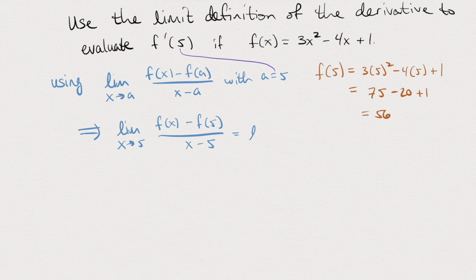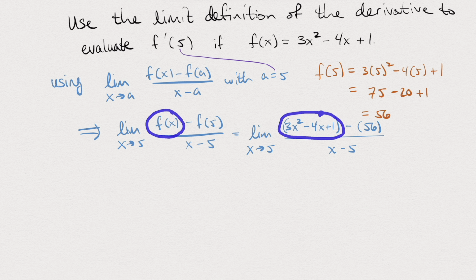So this equals the limit as x goes to 5 of f of x, which is 3x squared minus 4x plus 1, minus f of 5, which is 56, all divided by x minus 5. So what we've done is we've replaced f of x with its definition, and we've replaced f of 5 with its value that we calculated. And we will proceed to do some algebra.